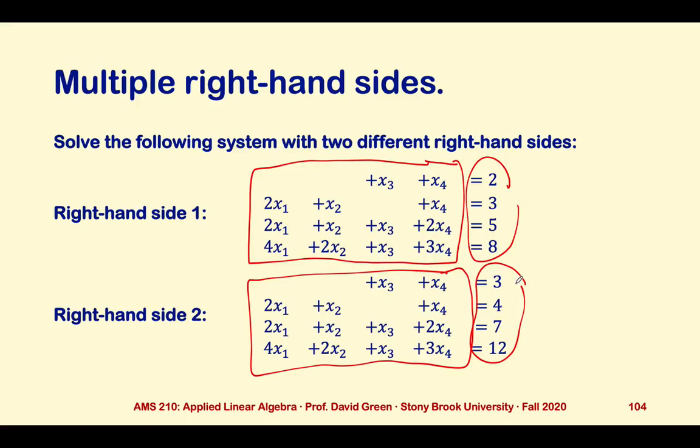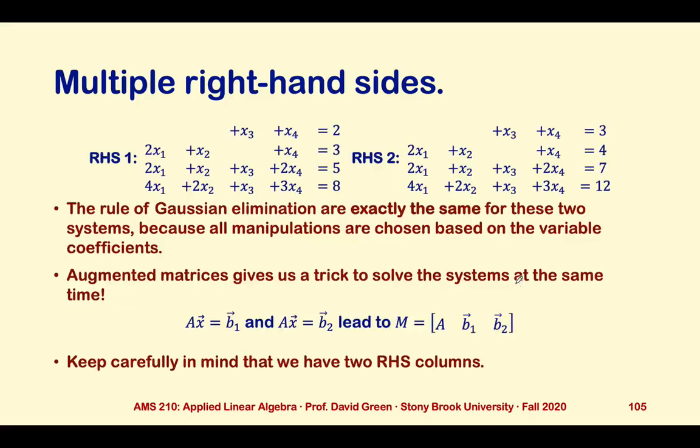Now, when we have a situation like this, with 2 different right-hand sides but the same system, we do not have to do double the amount of work to solve these. Why? Because the rules of Gaussian elimination are exactly the same for these systems. Think about how Gaussian elimination works. We work through all the variables. We start at the left-hand side, at the top equation, and work our way down using the variable coefficients as pivots.